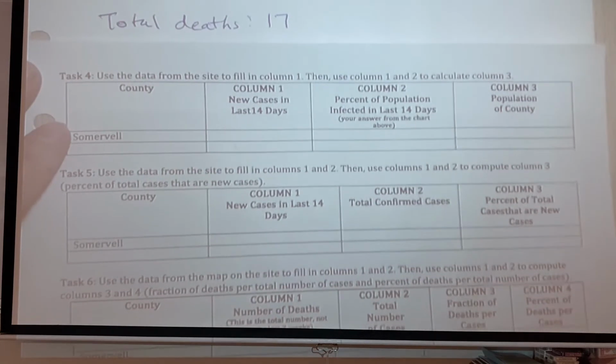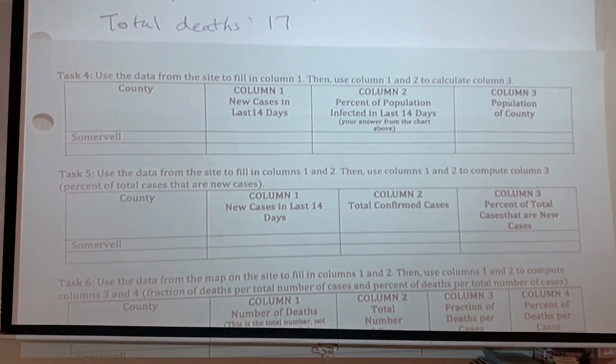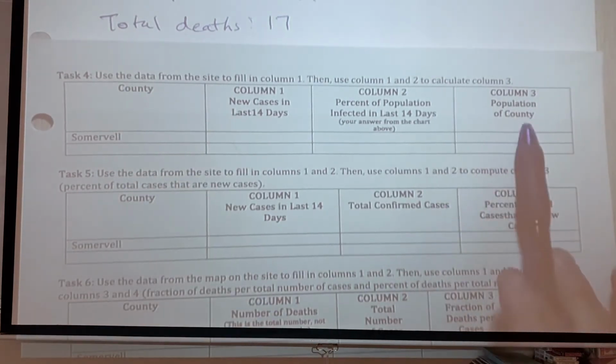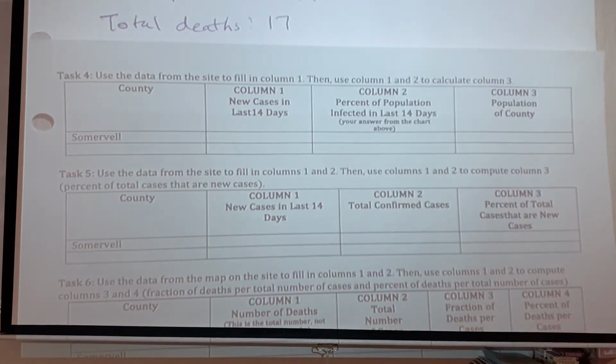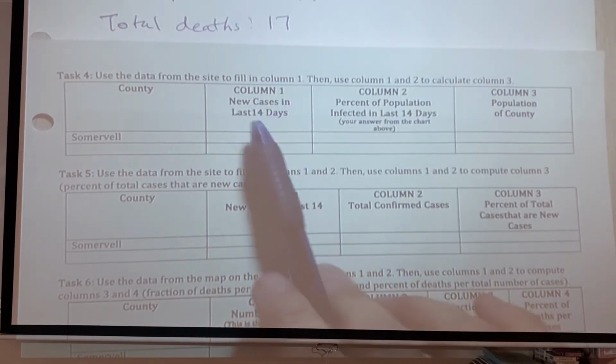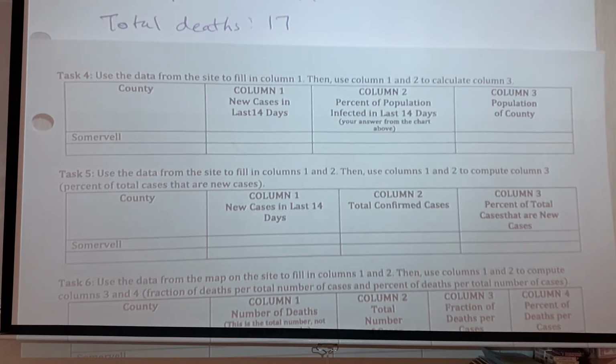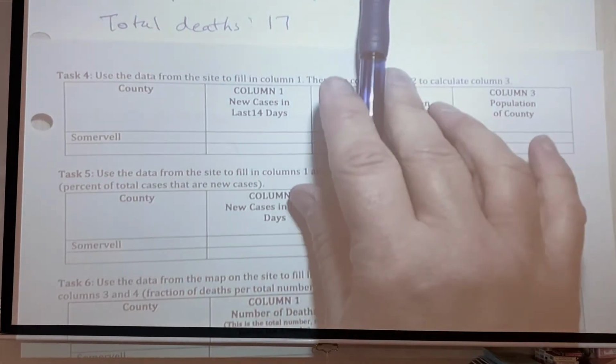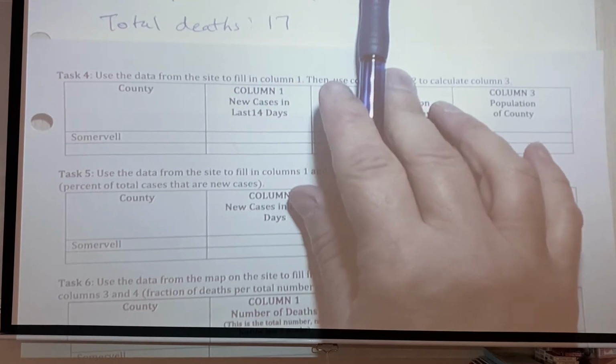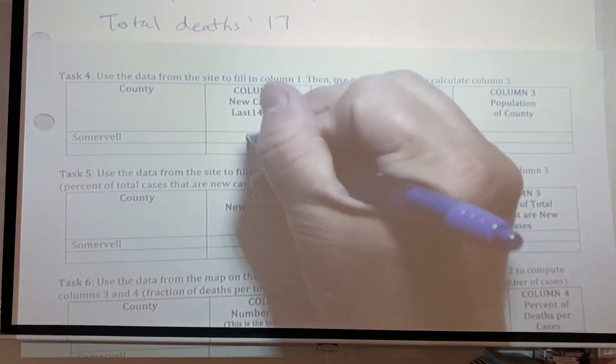In task 4, we're going to use the data from the site to fill in these columns, and then we're going to calculate this last thing. So first we need to know the new cases in the last 14 days. Well, we said that was 54. I'm going to put that 54 in there.